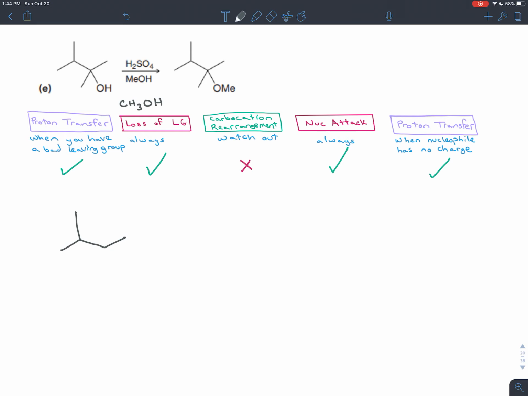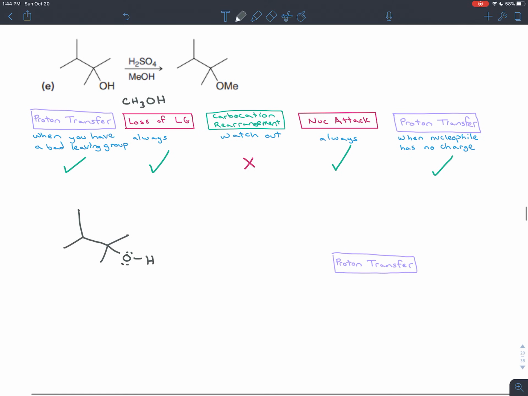We have our molecule, and we need to turn that OH into a better leaving group. So the first step is this proton transfer, to turn that into a better leaving group. So you can mix this with a couple things. I think the most straightforward thing, though, is to mix it with sulfuric acid.